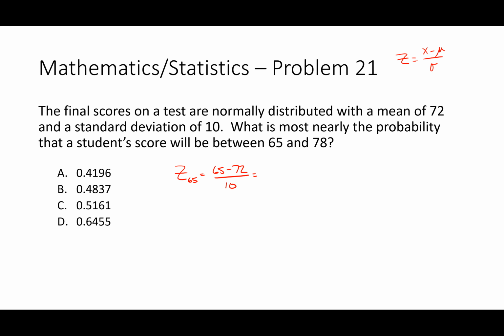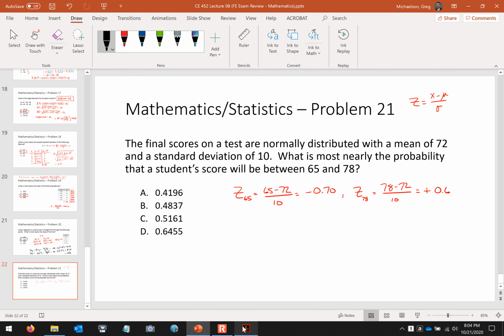Which is negative 0.7. And then we need the z-score for 78, which is positive 0.6. Okay. So let me go back to the manual.